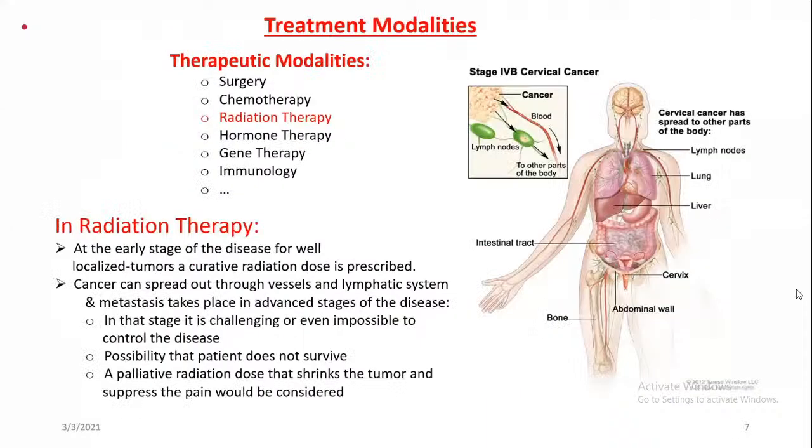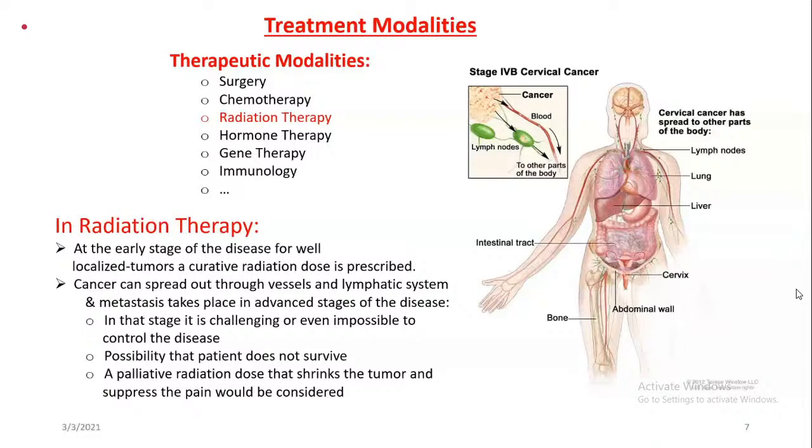The treatment of cancer is very challenging. There are various modalities developed for treatment of cancer, such as surgery, chemotherapy, radiation therapy, hormone therapy, gene therapy, and finally immunotherapy. In radiation therapy, which is the focus of this talk, at the earliest stage of the disease for well-localized tumors, a curative radiation dose is prescribed. And the expectation is that there would be a longer lifetime for the patients.